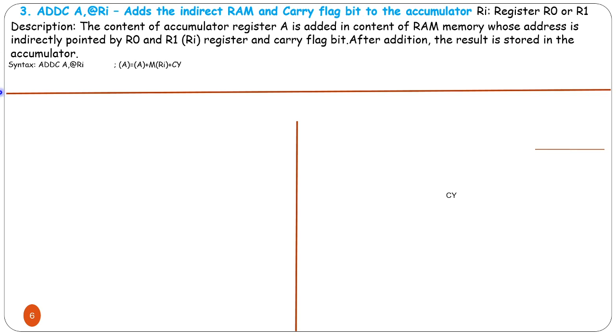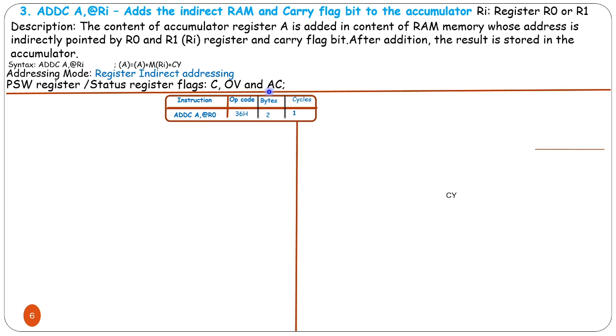So here the syntax is like this: ADC A, @Ri. The content of the carry flag plus the content of random access memory indirectly pointed by Ri are added to the accumulator, and the result is stored in the accumulator register. This instruction belongs to register indirect addressing. Program counter register and status register, carry flag, overflow flag, auxiliary carry flag and parity flag get changed. This instruction has the operation code 36.